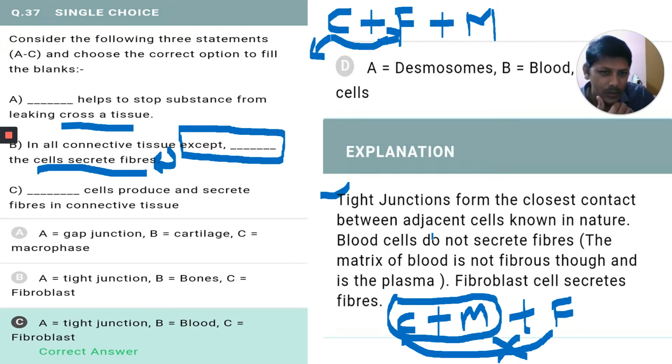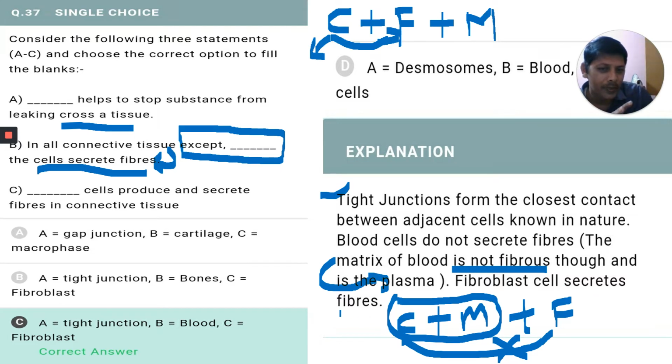In all connective tissues, blood cells do not secrete fibers. The matrix of the blood is not fibrous. The matrix of the areolar tissue is fibrous, and the matrix of the loose connective tissue is fibrous. The matrix of blood is called plasma, and it is not fibrous. Plasma does not have fibers.